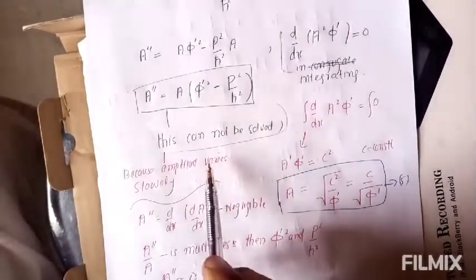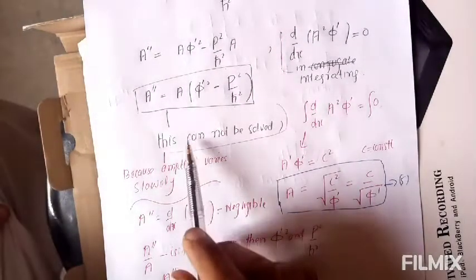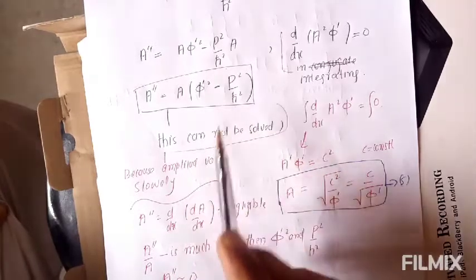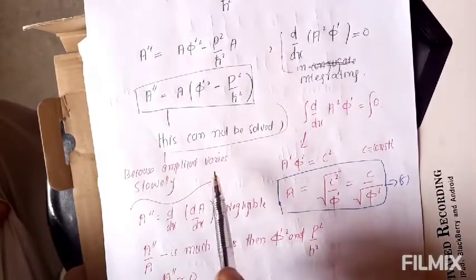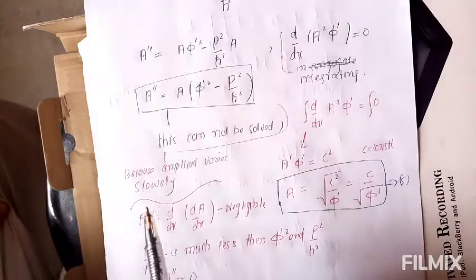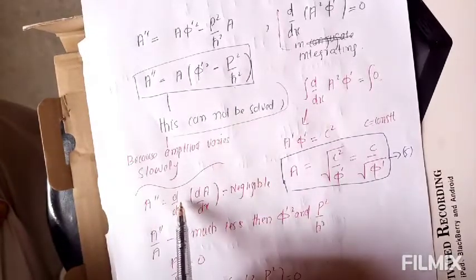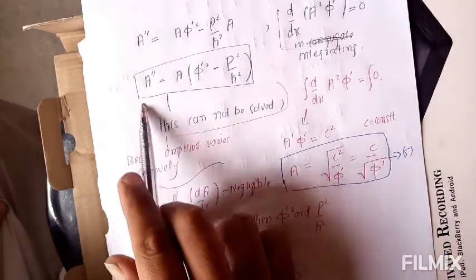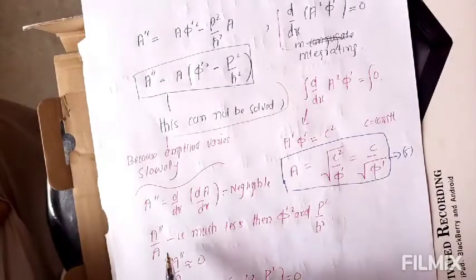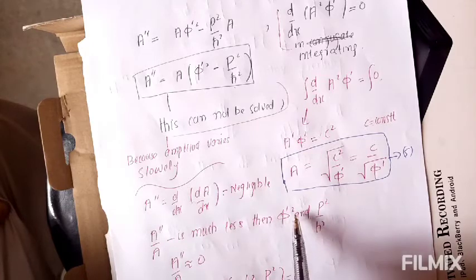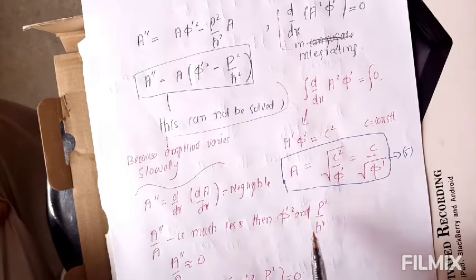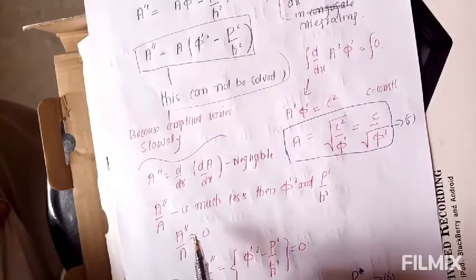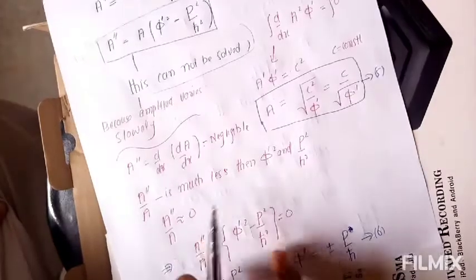So now let's come to this part. This cannot be solved further because the amplitude varies slowly. Here a varies slowly, and also a double dash is equal to d over dx into dA divided by dx. It is negligible, because a double dash divided by a is much less than phi dash square and p square divided by h cut square. So a double dash divided by a is nearly equal to 0.